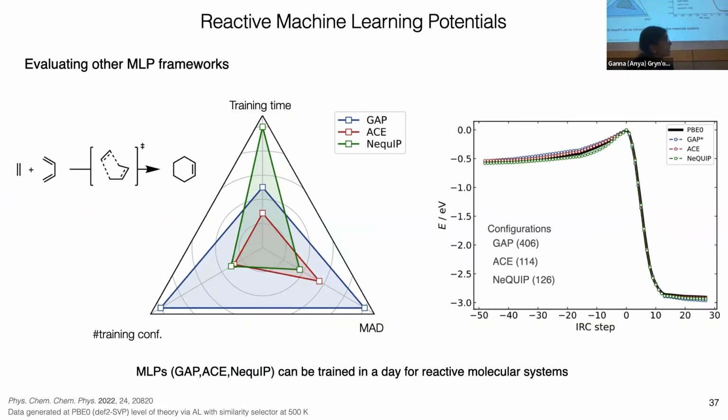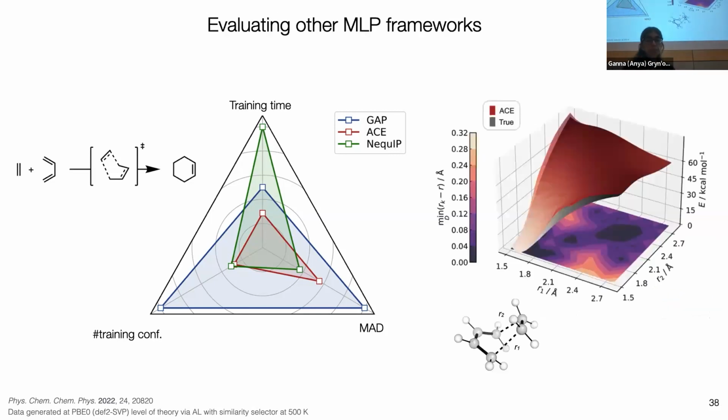And you can see that in all cases, they give you relatively good results. But you see that in some cases, some of them are more accurate. They need fewer configurations. And this is something that we have seen. In general, ACE and NequIP require fewer configurations and are slightly more accurate. In terms of time, NequIP maybe was slower, but it's because our system was small. NequIP can scale much more with bigger systems. And we have seen actually with ACE, for example, this is an energy surface. In red is ACE, the gray is the true energy surface.